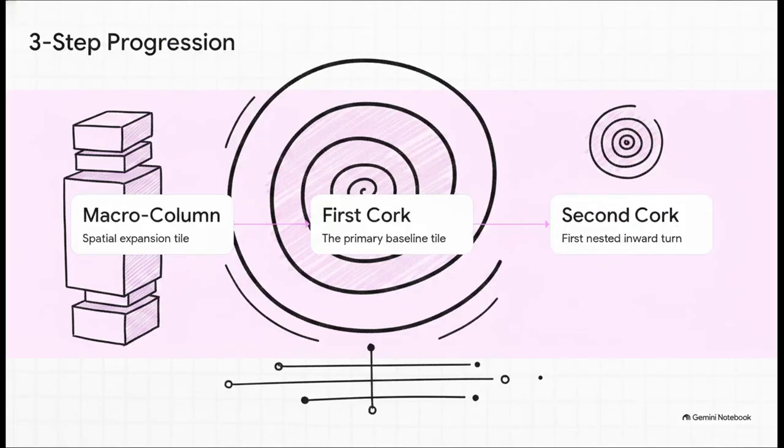To make this super clear, we're going to break this inward spiral down into a really digestible 3-step progression. We'll start with step 1, the macro column, then we'll check out step 2, the first cork, and finally, step 3, the second cork. By tracking these 3 specific tiles, we're going to uncover exactly where the mathematical rules of physical space just completely shift gears as we zoom in.